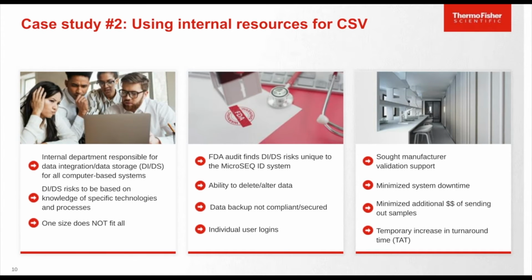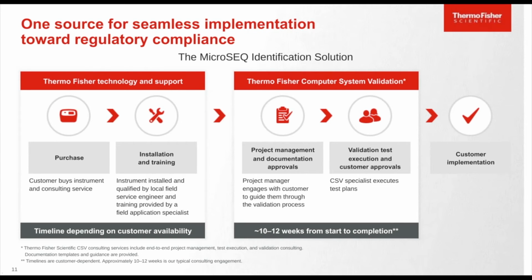So this allowed them also to minimize additional dollar spending of sending out samples, because while their system was undergoing their validation, they did have to take it offline internally, and they did have to send samples out to another site in order to be analyzed. So this realized a temporary increase in their turnaround time while these samples were being sent out, but it was minimized compared to what it might have been had they tried to fix it on their own. So these two scenarios here show you what can happen when customers try to either take a third-party contractor or do it on their own.